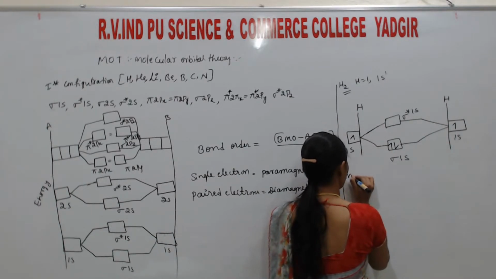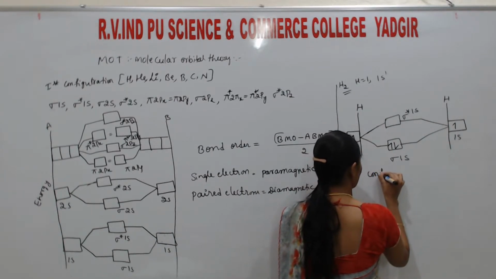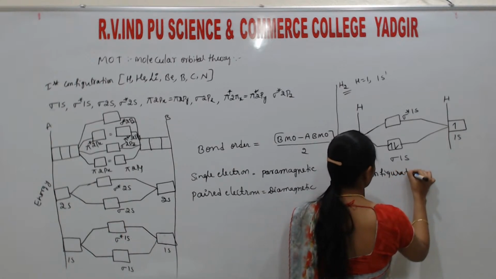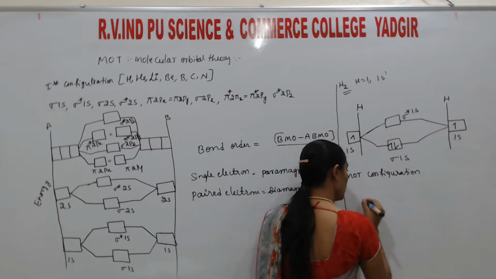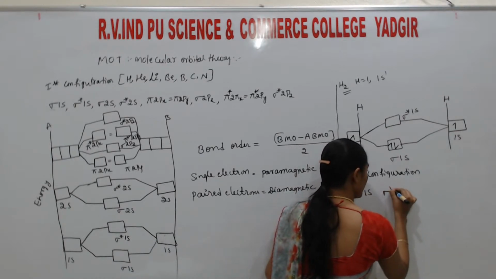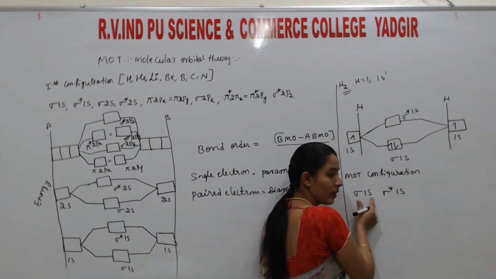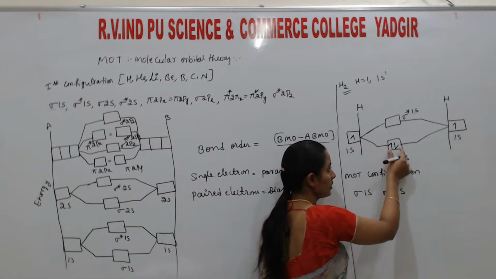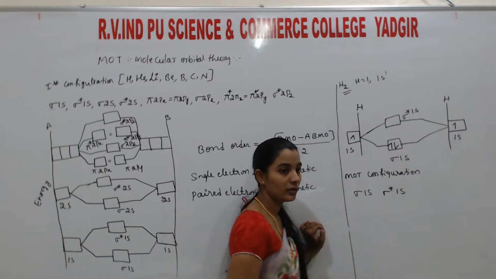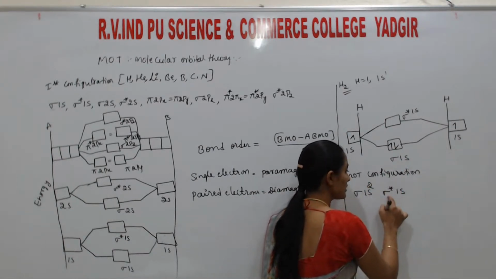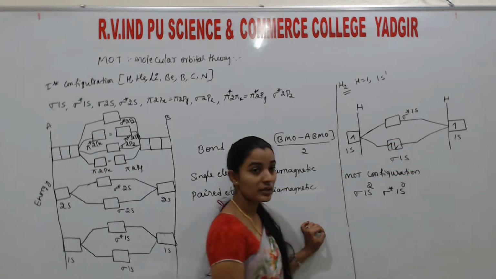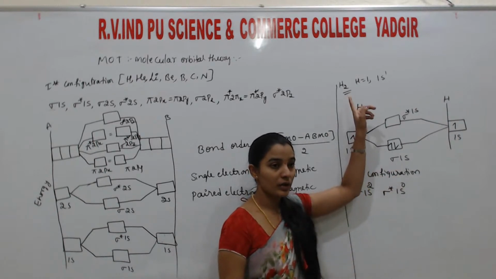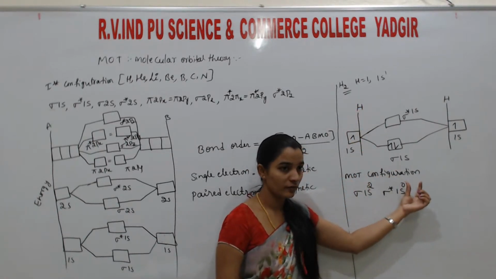Next, MOT electronic configuration. How many orbitals are involved here? 2. One is sigma 1s, another one is sigma star 1s. In sigma 1s, how many electrons are there? 2. In sigma star 1s, how many electrons are there? Nothing, means 0. This is the electronic configuration of the H2 molecule, MOT configuration.